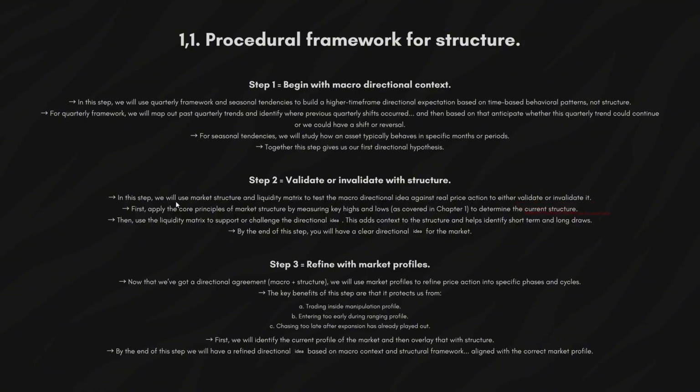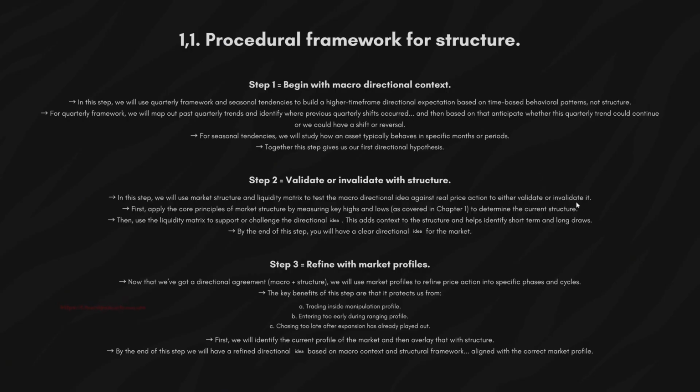And then within this step, we will use market structure and liquidity metrics to test the macro directional hypothesis. Okay, macro directional hypothesis. It's written idea here, but this should have been hypothesis. I should have removed this word, but let's just ignore this. So what I was saying is that we will test the macro directional hypothesis against real price action to either validate it or invalidate it. Okay, and if it's validated with the help of structure and liquidity metrics, then that hypothesis will be used to add clarity to our analysis, or you could say that will be used to add conviction to your idea.